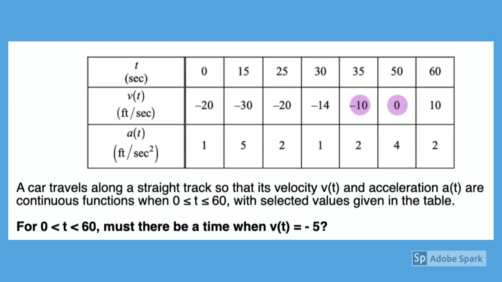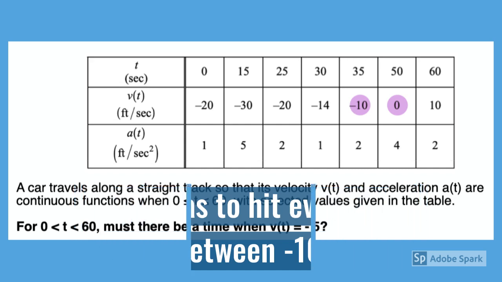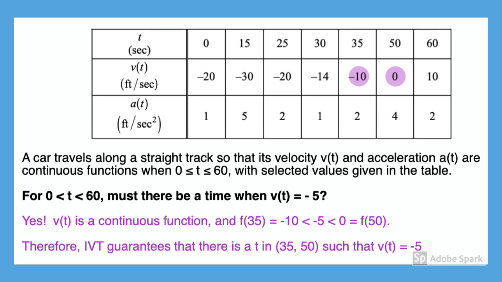If you look closely at the v of t line of your table, you see that at 35 and 50, the y values are -10 and 0, and -5 is between those. Because v of t is continuous, which they told us in the problem text, that means it has to hit every y value between -10 and 0 during time 35 to 50. So the short answer is yes, there does have to be a time when the velocity equals -5.